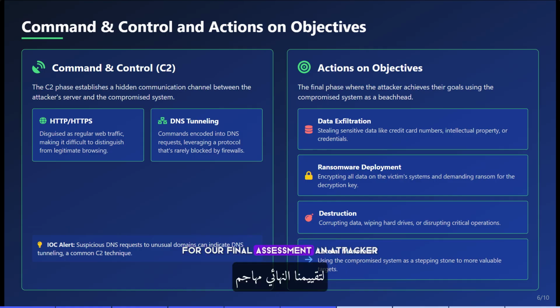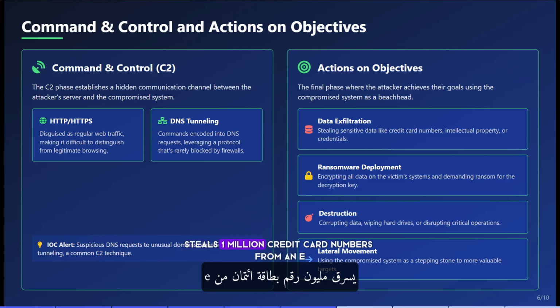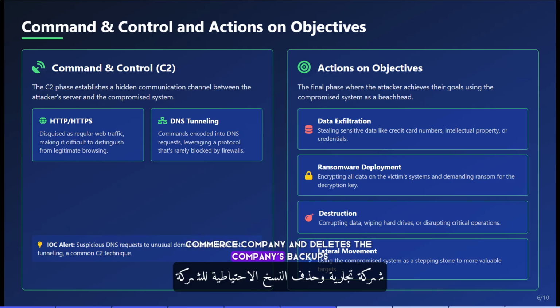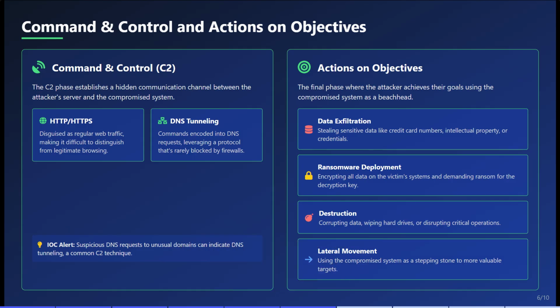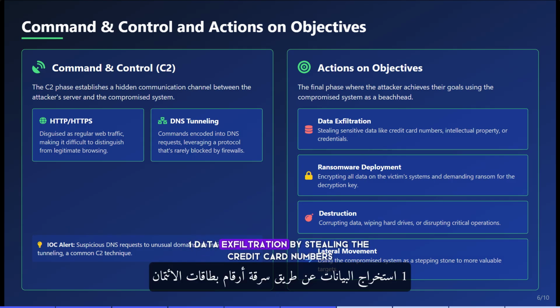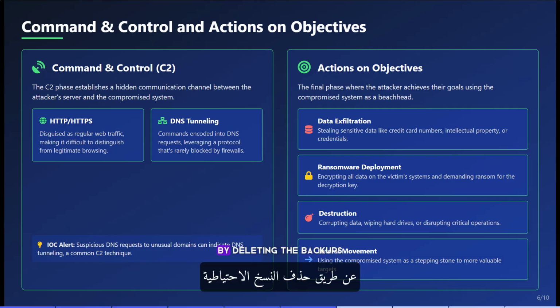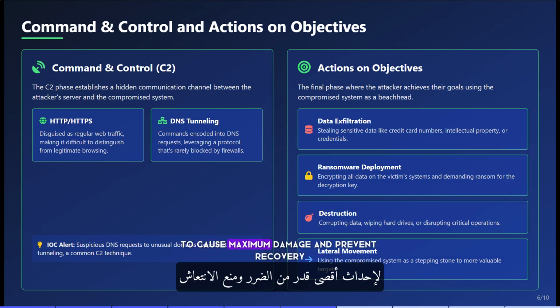For our final assessment, an attacker steals 1 million credit card numbers from an e-commerce company and deletes the company's backups. What two objectives did the attacker achieve? The attacker achieved two objectives. 1. Data exfiltration, by stealing the credit card numbers, and 2. Destruction, by deleting the backups to cause maximum damage and prevent recovery.